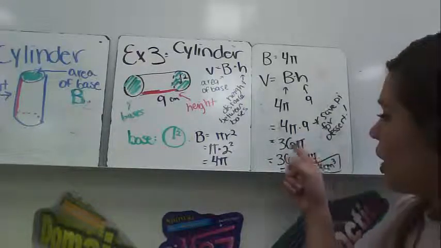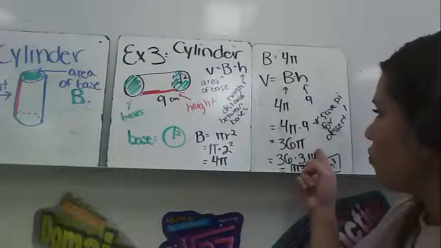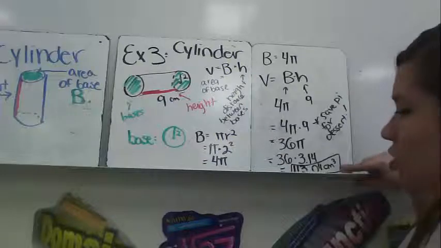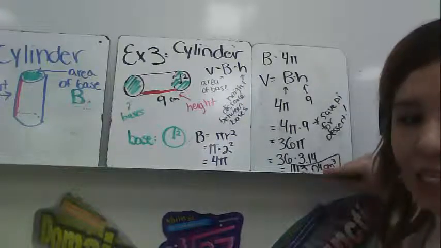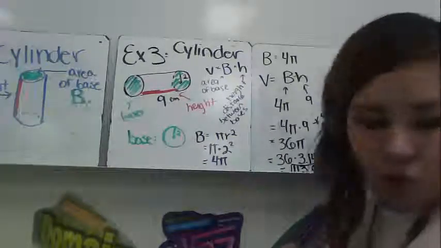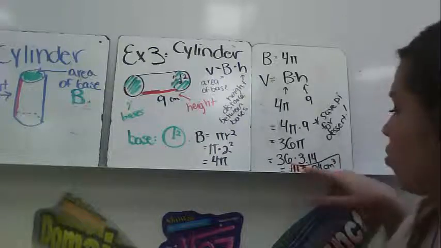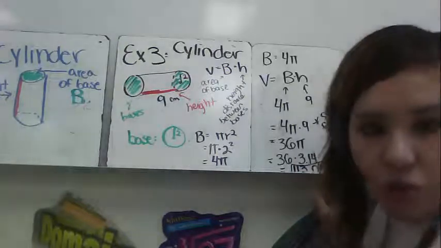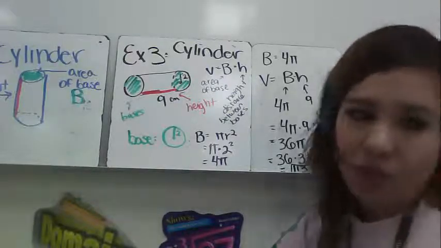And if I multiply 36 by 3.14, because I'm saving pi for dessert to the very end, my final answer is 113.04. Sorry, that got a little bit erased, but it's 113.04 centimeters cubed because we are dealing with volume.